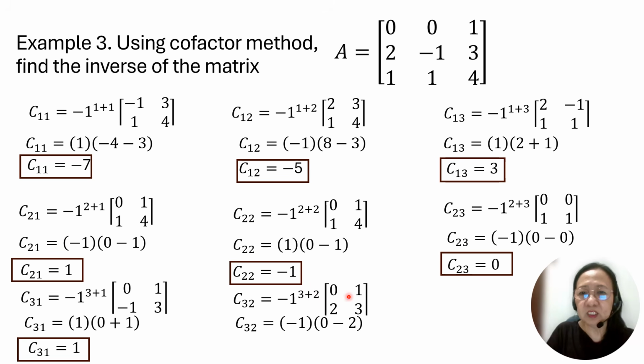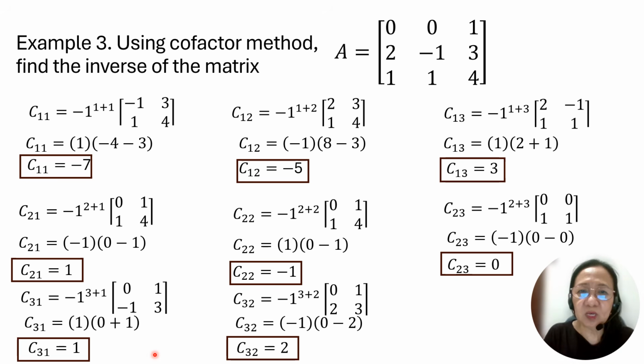Then multiply 0 times 3 is 0. 2 times 1 is 2. So minus 2, which is now a negative 2. Multiply to negative 1 is, of course, a positive 2. So C sub 32 is equal to 2.